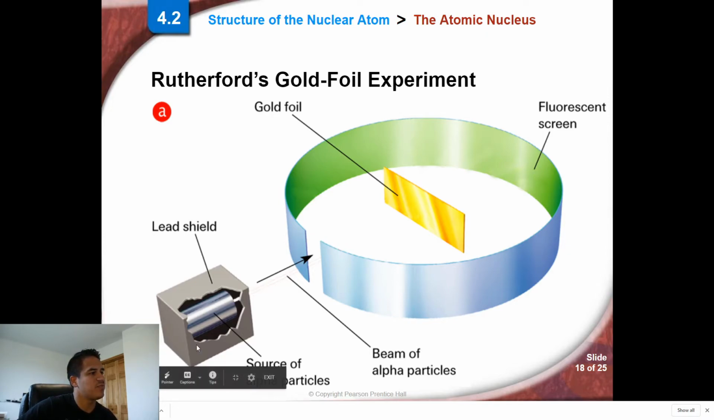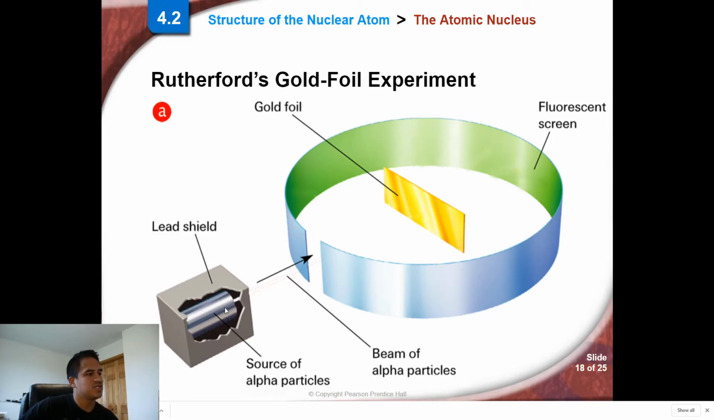He put it inside of a lead box so that they could shoot it and he could aim it, sort of like a laser beam. He put up a piece of gold foil here, a very thin piece, and around it he put a fluorescent screen. So when these alpha particles hit the screen, it would glow and he could see where they were making contact.